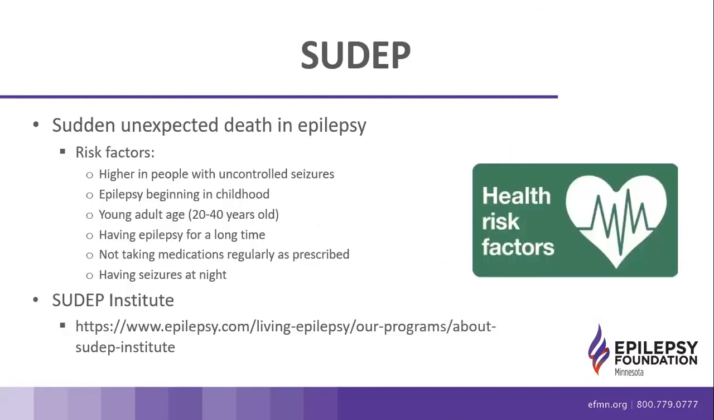SUDEP is, we talked briefly that it's rare to die from having epilepsy or a seizure, but there is something called sudden unexpected death in epilepsy, and there are risk factors for those who have epilepsy if they have uncontrolled seizures, if they take multiple medications, if they've had epilepsy for a long time, if they have nocturnal or nighttime seizures. There's much information in the research area about SUDEP, and a lot of work being done to try and figure out why this is happening, because there is not a pinpointed reason for SUDEP to occur.